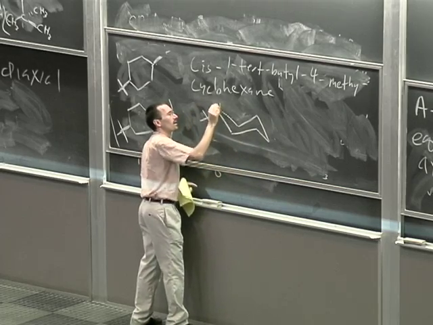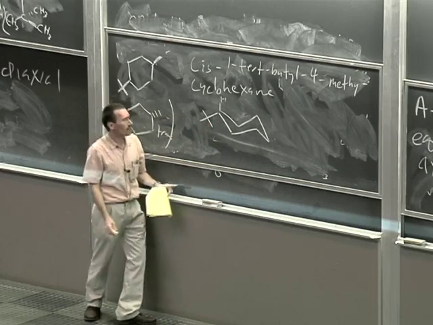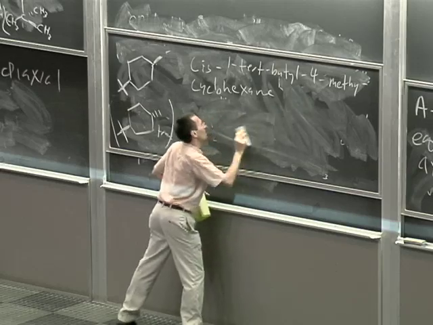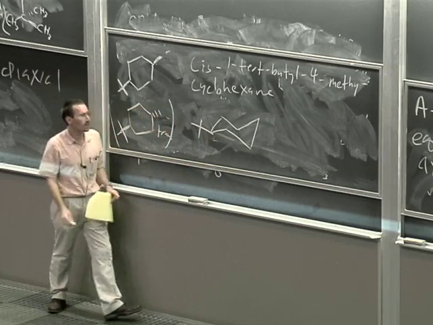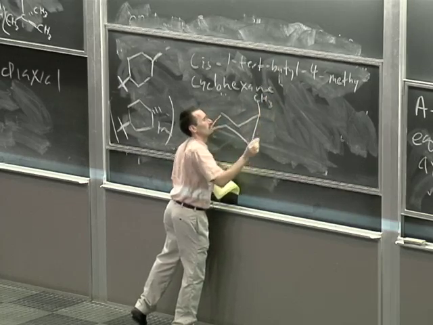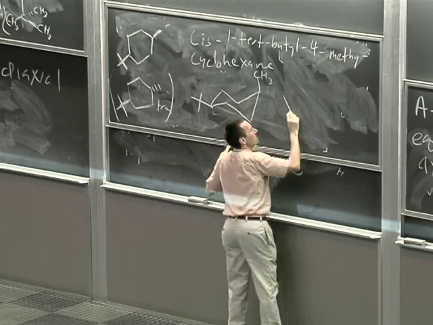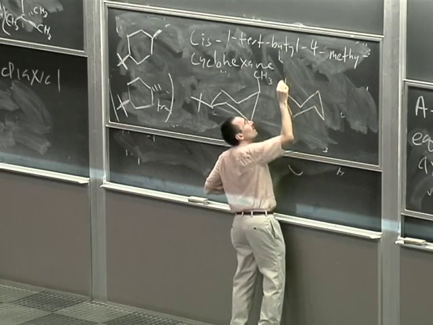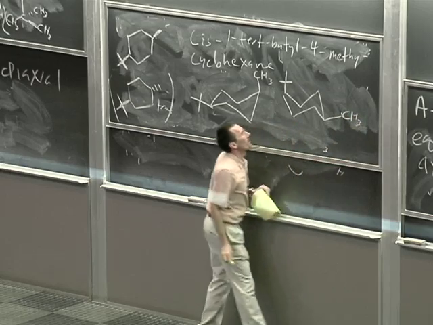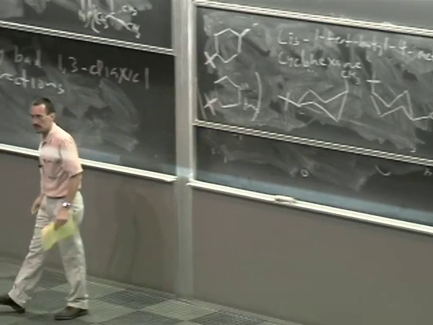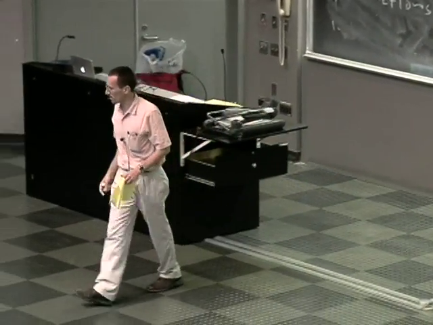We can either have our tert-butyl group equatorial and our methyl axial, or, and I guess I'll draw it right over here, we can ring flip to have our tert-butyl group axial and our methyl group equatorial. Two different conformers. Now I just said something about the tert-butyl group. This molecule has to make a choice. Does it want to be in the conformer on the left, or does it want to be in the conformer on the right? On the left.